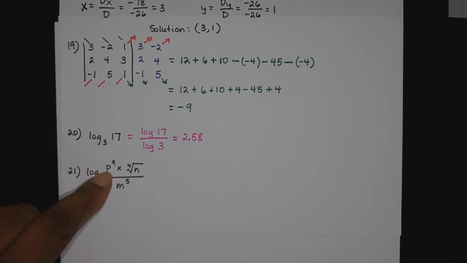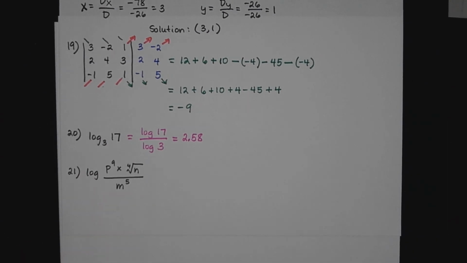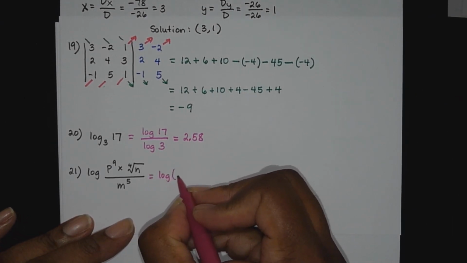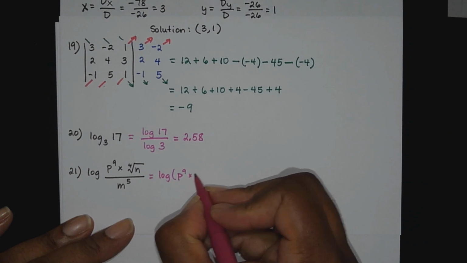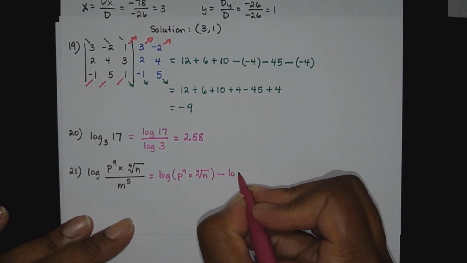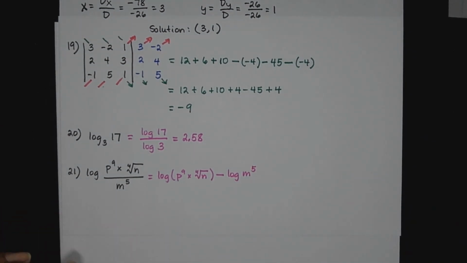So right off the top, I have a numerator and a denominator. That means I need to use which rule? The power rule, the quotient rule, or the product? Quotient rule, which will be, in this case, log of the numerator of p to the 9th times the 4th root of n, minus the log of the denominator, that's m to the 5th. Keep in mind the log of a quotient is always going to be the difference of the individual logarithms.